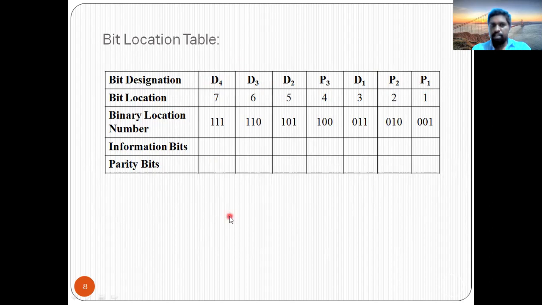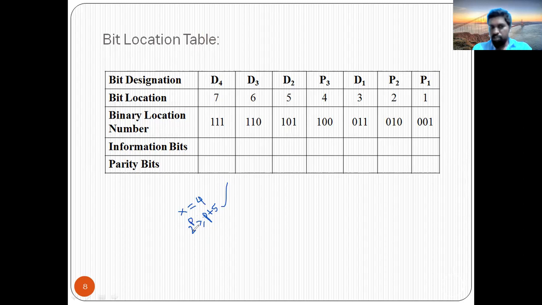So how to write here? Four information bits means the value of x is equal to 4, and you substitute x equal to 4 in the expression 2 power p greater than or equal to x plus p plus 1. So what is x? 4. 4 plus p plus 1 means you will get p as it is, and 4 plus 1 is 5. By what method will we proceed? The trial and error method. So substitute p equal to 0 first. 2 power 0 is 1. Is 1 greater than or equal to 5? No, false. Next, p equal to 2.